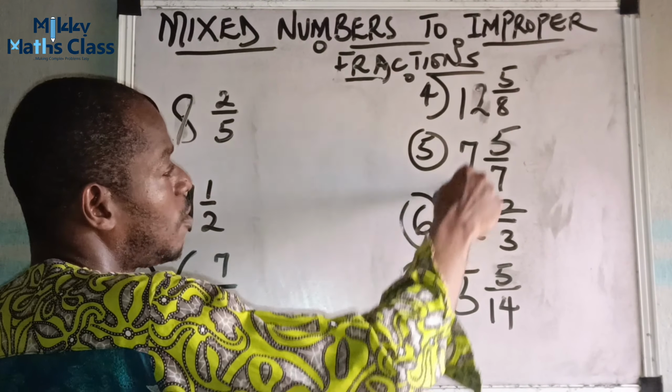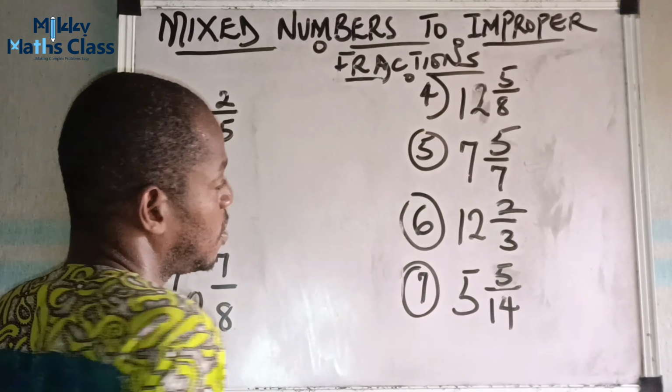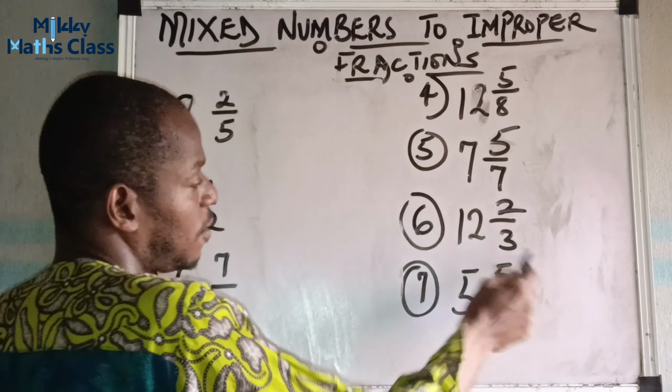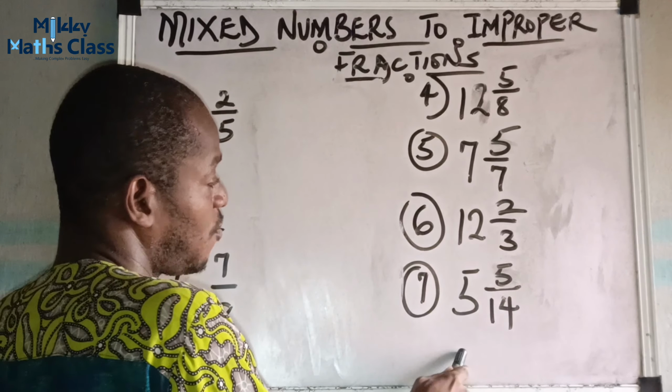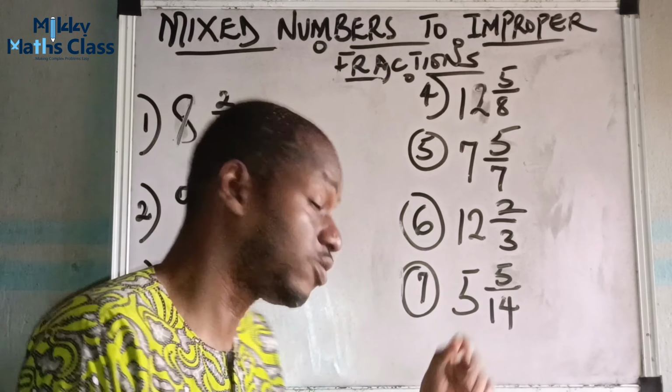The fifth, 7 number 5 over 7. The sixth, 12 number 2 over 3. And the last one, 5 number 5 over 14.